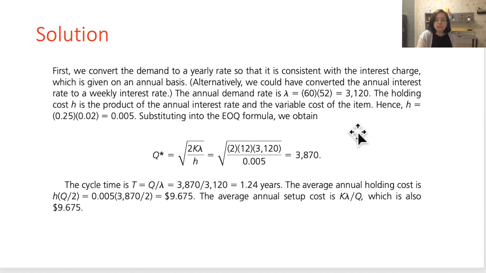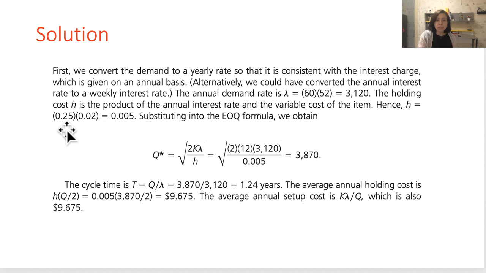So yearly demand is, we multiply 60 with 52 weeks and obtain that the yearly demand is 3,120. And now let's calculate the holding cost. It is given that the annual interest rate is 25%. And it is also given that each of the pencils costs 2 cents for the bookstore.